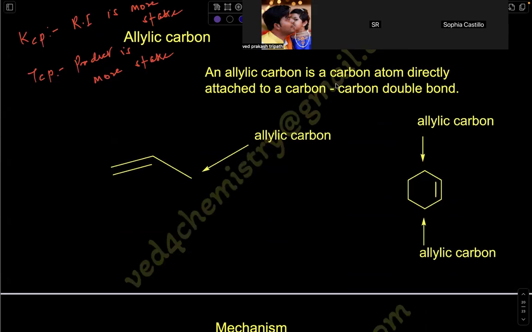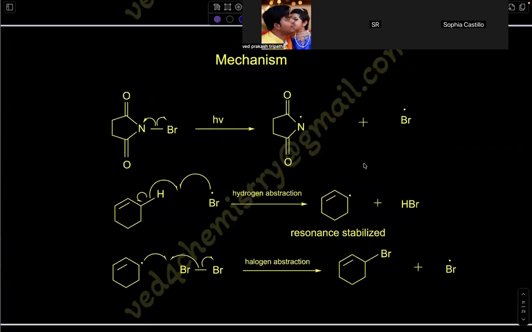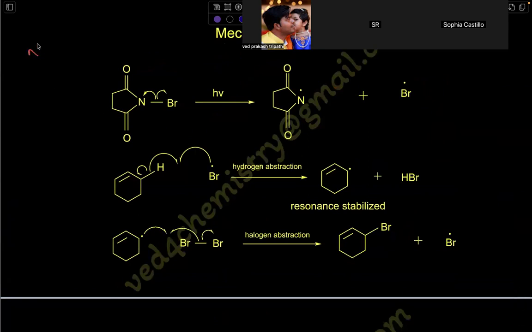An allylic carbon is a carbon atom directly bonded to a carbon-carbon double bond. We have done this. This is my allylic, this is my allylic. Now this is the mechanism. Here we are using NBS. NBS is N-bromosuccinimide. This is succinic acid, and once you have an amide group, that is called succinimide. Here we have a homolytic bond fission, so we have a radical. This is initiation one, and in the next step, hydrogen abstraction, Br is going to grab this allylic hydrogen.